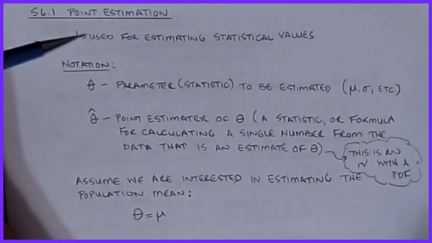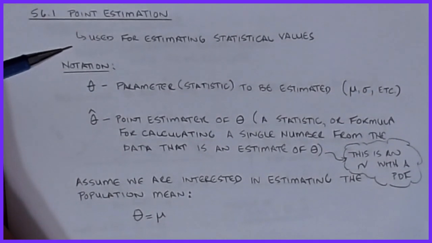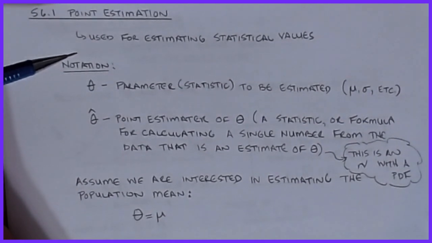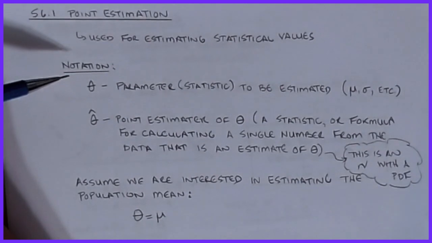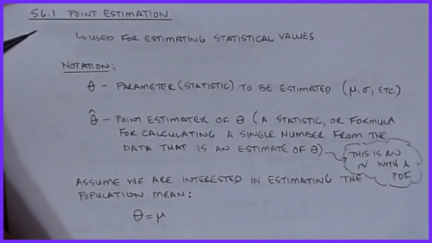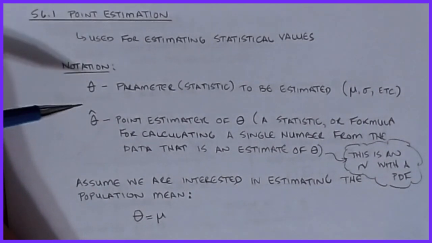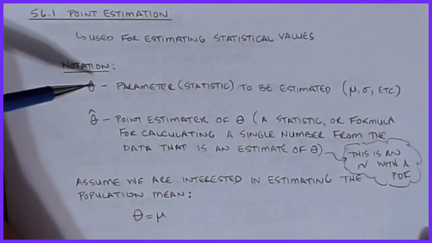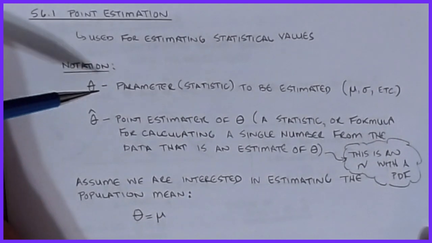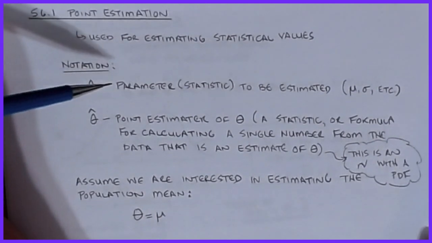Point estimation is used for estimating statistical values. The notation that you're going to see is used repeatedly in the chapter in the book, and this is how I've always learned to do it anyway. We're going to define a theta character as a parameter or a statistic to be estimated.